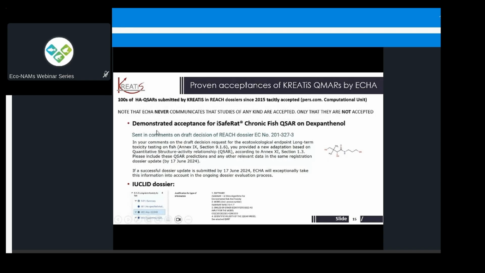We have one demonstration of acceptance, which we have managed to locate. A client sent us this information because they sent in comments on a draft decision for a REACH dossier, and it was specified that the QSAR was used. I looked at the Euclid dossier. The Euclid dossier has been filled in, and that chronic fish data has been accepted. So if you want to check that out, you can find that easily on the internet.